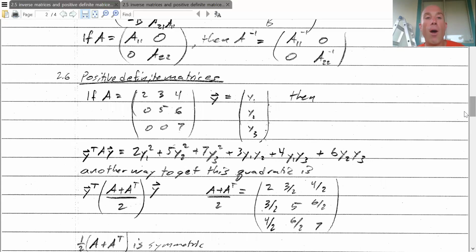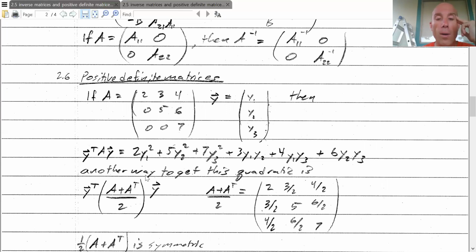All right, next thing we want to talk about are positive definite matrices. Positive definite matrices are matrices such that if I take a vector, multiply with the transpose on the left and the vector on the right and the matrix in the middle, that number is always going to be positive. So I could go y transpose A y, right? That's interesting. We don't really see why that's important, but this is going to be important to us later down the road.